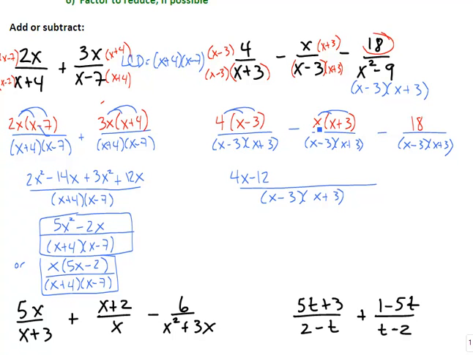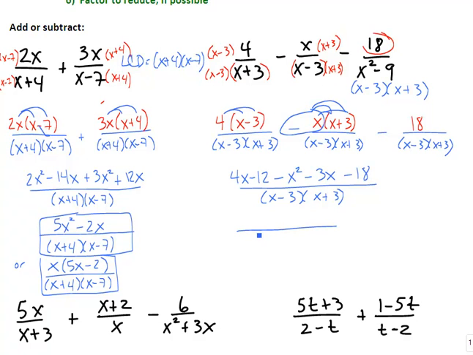When you distribute this x, be very careful. We need to take the negative with the x. So negative x times x is negative x squared, and negative x times 3 is negative 3x. And then we have a minus 18 on the end. So we've consolidated our 3 fractions into one, and now we just need to clean up the numerator.